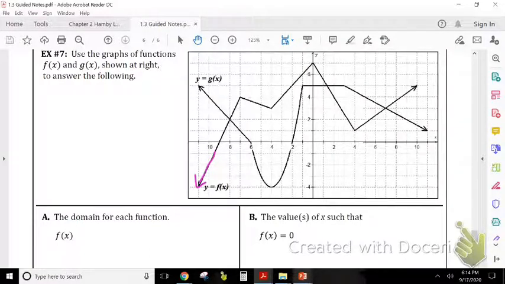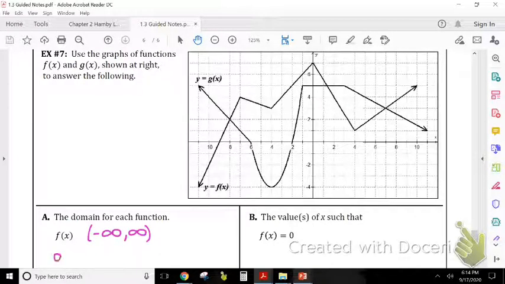So I notice when I look at the domain, remember we're looking for the x's, it keeps going down to the left and it's going up to the right, and I don't see any holes or any gaps in between. Because it keeps going to the left and to the right, with no holes in between, that means my domain is from negative infinity to positive infinity.